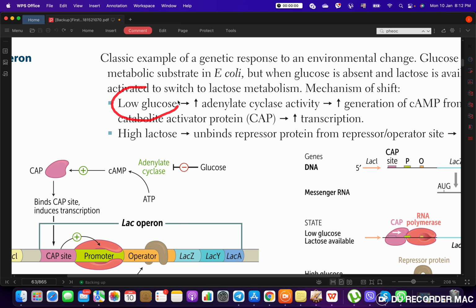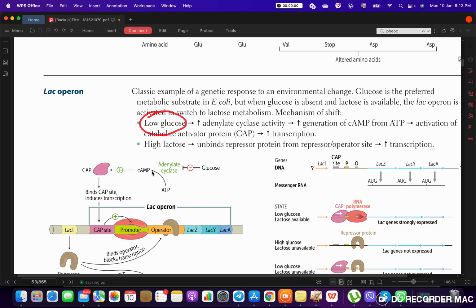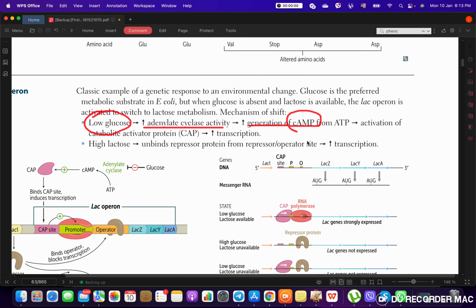So when you have low glucose, you will have more conversion of ATP to cyclic AMP. Why? Because the absence of glucose will lead the adenylate cyclase to go up or down? No glucose, what happens to the adenylate cyclase? Absolutely, it goes up. So then the adenylate cyclase goes up, you will have more cyclic AMP. Yes, look what they write here. More adenylate cyclase activity, more generation of cyclic AMP from ATP, which leads to the activation of the CAP.